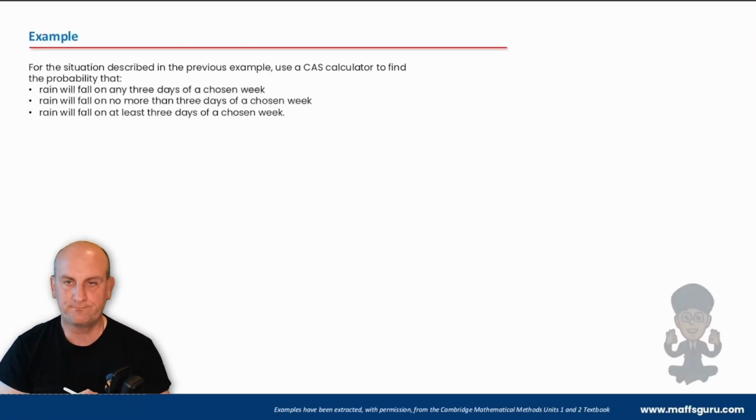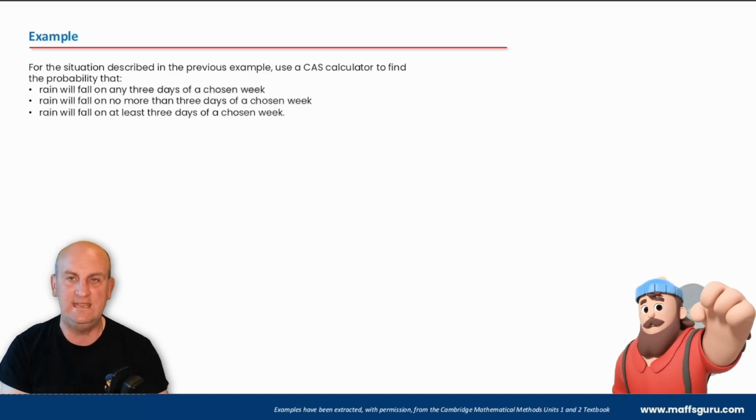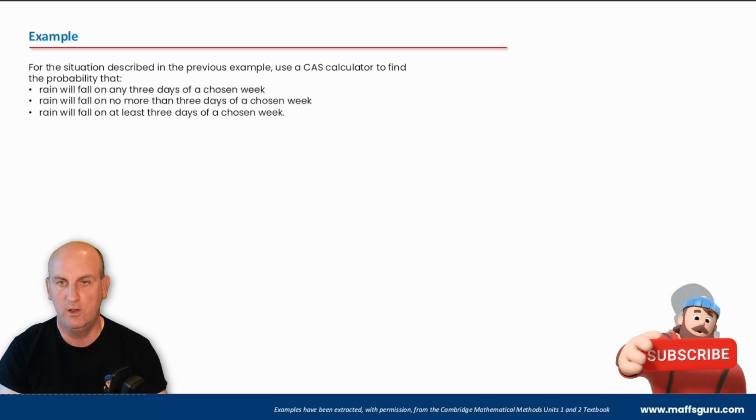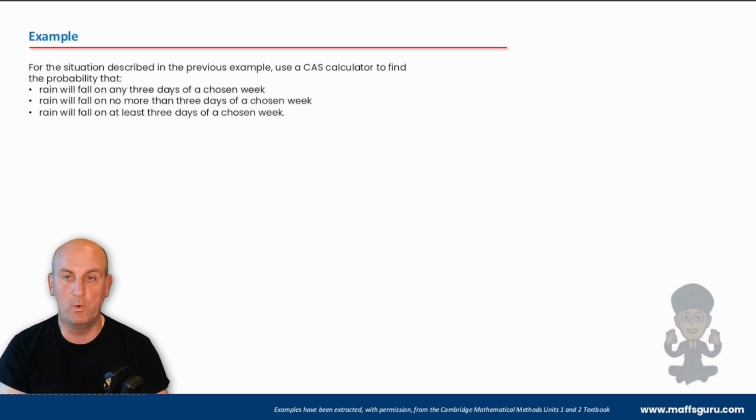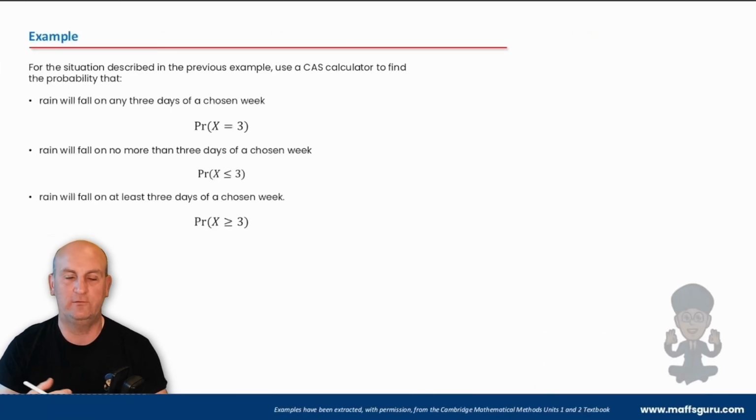Another example. For the situation described in the previous example, use a CAS calculator to find the probability that rain will fall on any 3 days in a chosen week, rain will fall on no more than 3 days of a chosen week, and rain will fall on at least 3 days of a chosen week. And again, the language here is what tends to trip people up. No more than, at least, and on any. So there is an inequality being talked about here.